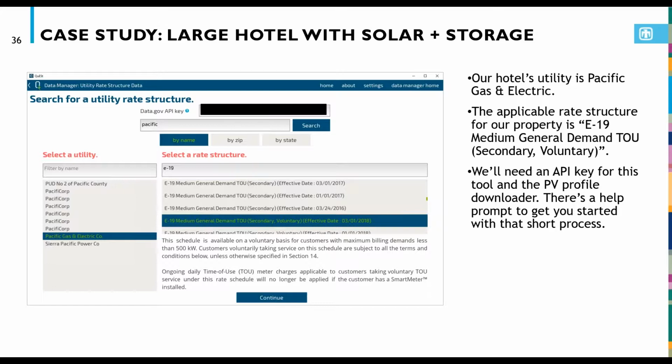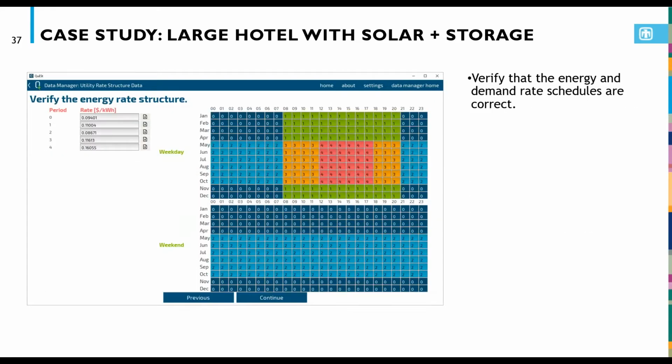Once we find the utility, we can use a filter to narrow down the search results to find our rate structure. Please note that we will need an API key for this tool and the PV profile downloader. There's a help prompt to get you started with that short process. Once we find the rate structure we want, we continue to verify all the time schedules and prices.